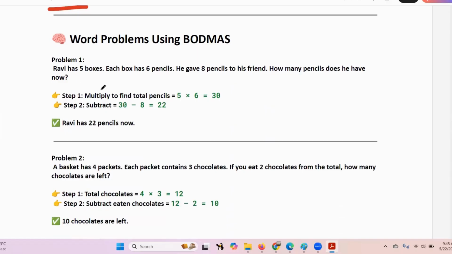Kindly read loudly so that your voice is also clear. Problem 1: Ravi has 5 boxes. Each box has 6 pencils. He gave 8 pencils to his friend. How many pencils does he have now? Sir, first we multiply to find the total pencils, 30. Then subtract 30 minus 8 because Ravi gave 8 pencils to his friend. So 22 pencils are left.